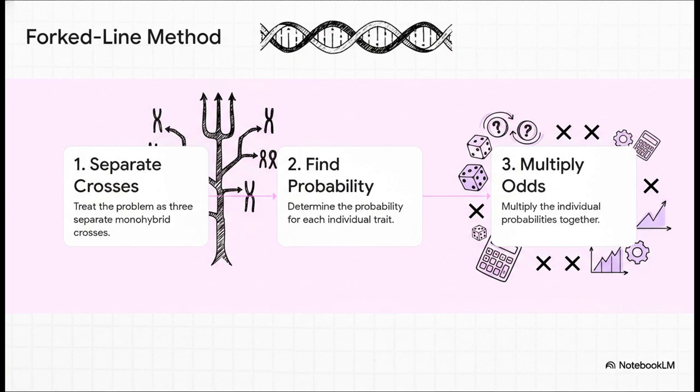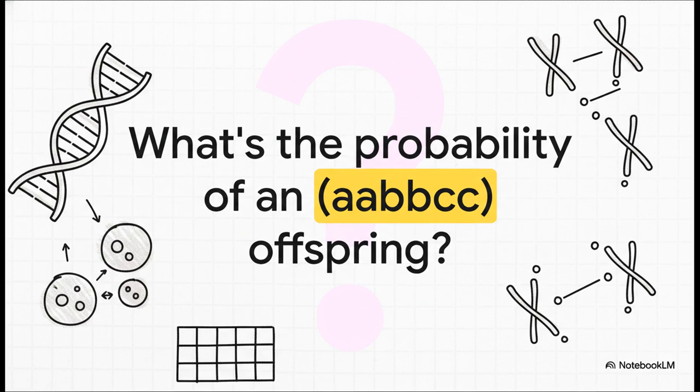You figure out the probability for each trait on its own, and then, and this is the beautiful part, you just multiply those individual probabilities together. Okay, let's try it out with our next practice question. We're doing a trihybrid cross. Both parents are AaBbCc.